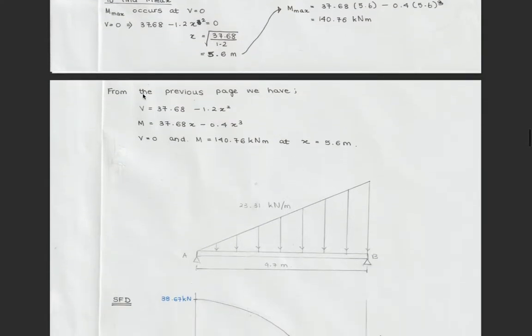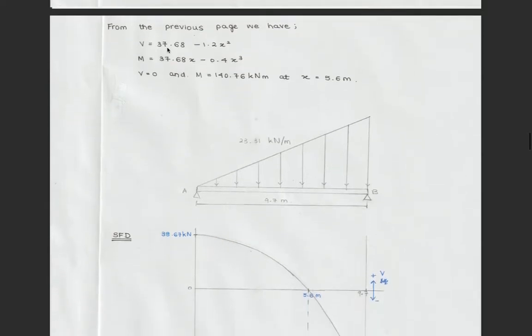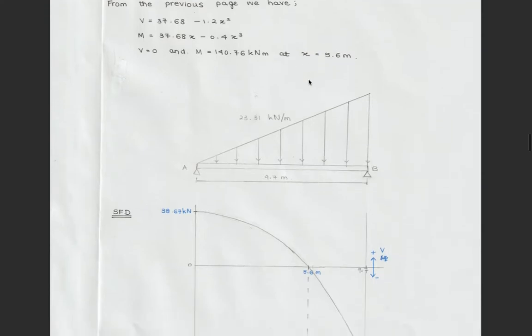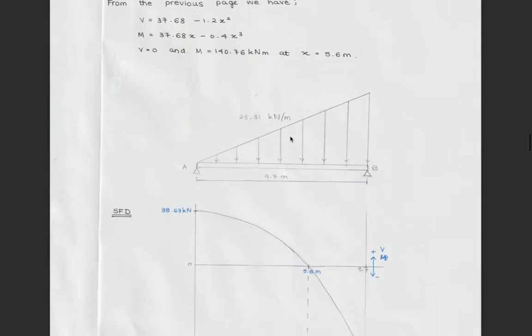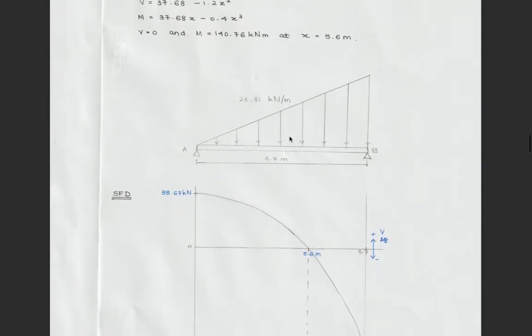So I've just summarized what we've already found from the previous page. So here we've got the shear force equation, bending moment equation, and then the maximum bending moment and the zero shear force occurring at x equals 5.6. So I've gone on to draw the shear force and bending moment diagrams.